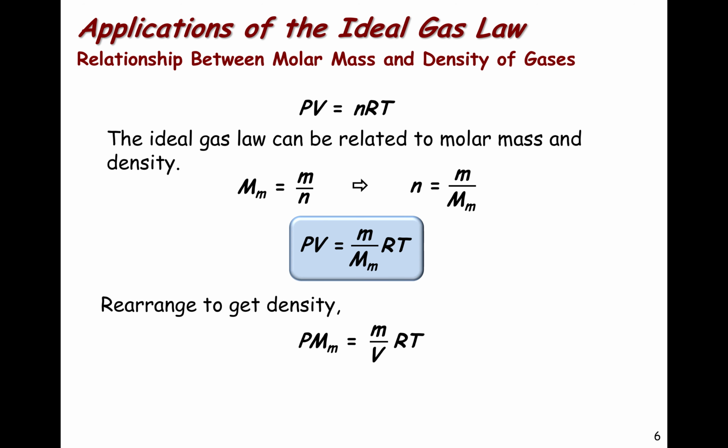This equation ultimately can be rearranged, and noting that if we bring the molar mass to the left-hand side of the equation and the volume to the right, we now have on the right-hand side mass divided by volume, which is density, and so we can substitute the m divided by V with the symbol for density, which is d, and come up with our new equation, which is P times the molar mass is equal to d times the gas constant times the temperature.